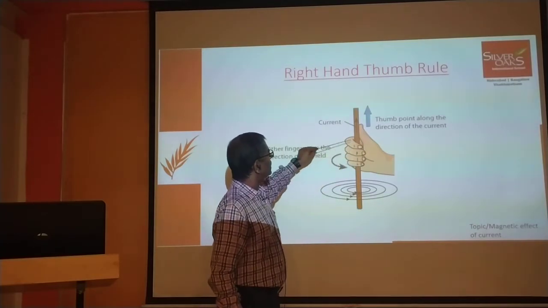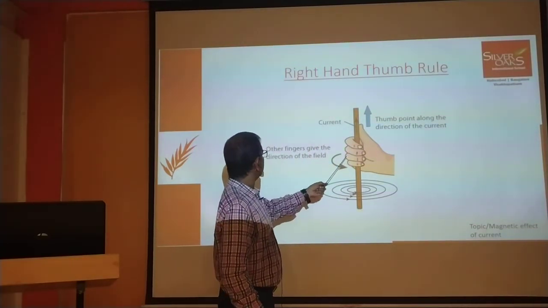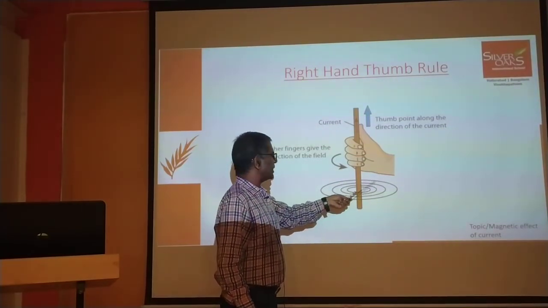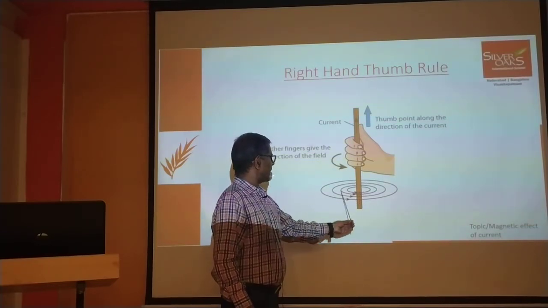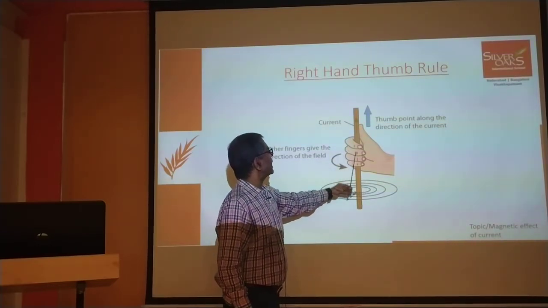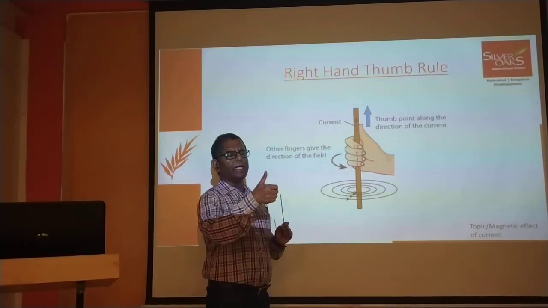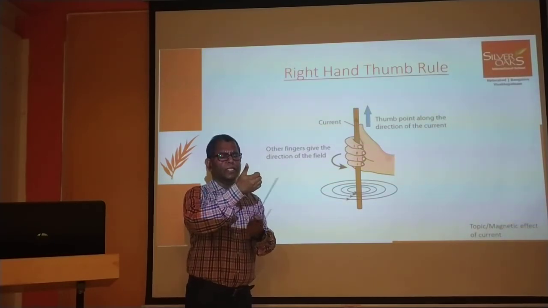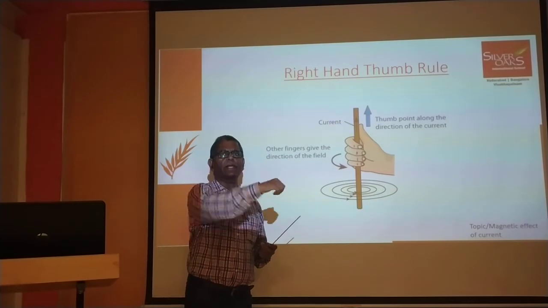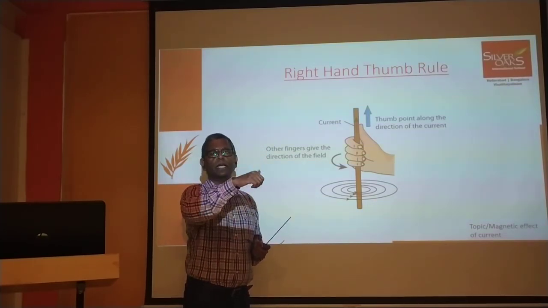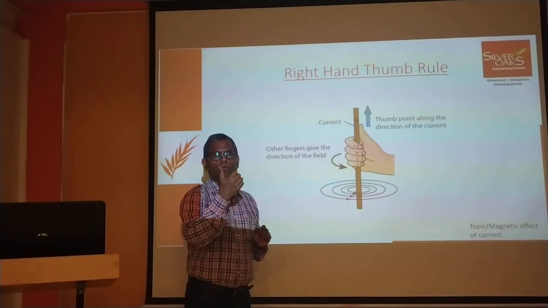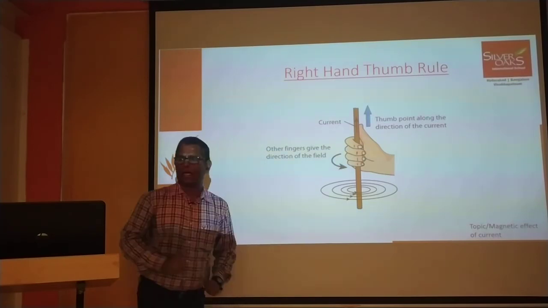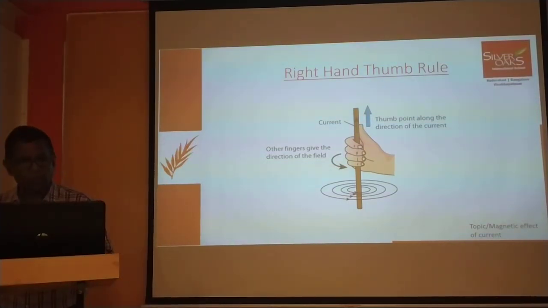The thumb is pointing in the direction of current, and your other fingers give the direction of the field, because we have seen by the activity that the magnetic field lines are like this. If the direction of current is reversed, your magnetic field lines will also be reversed. You can rotate your thumb in the direction of the current carrying wire. The only thing you have to remember is that the thumb should indicate the direction of current through the wire. This is called the right hand thumb rule.